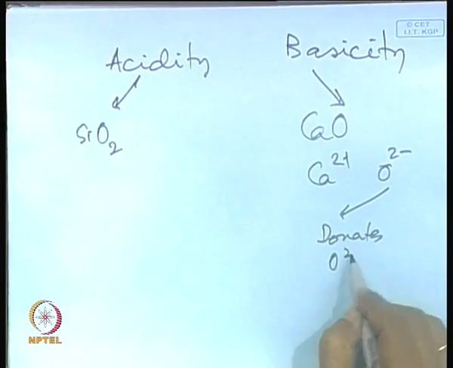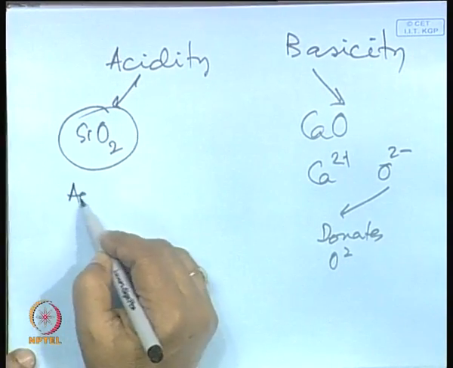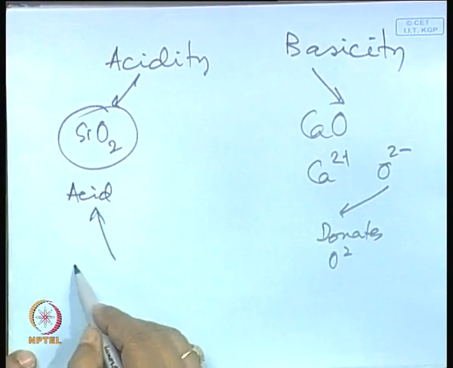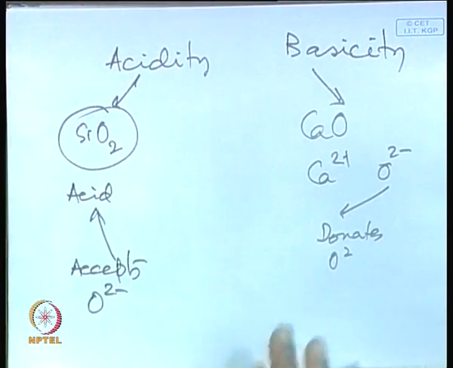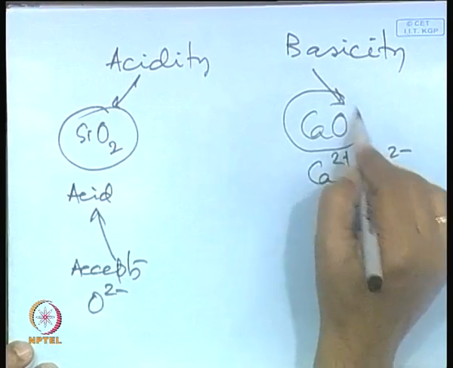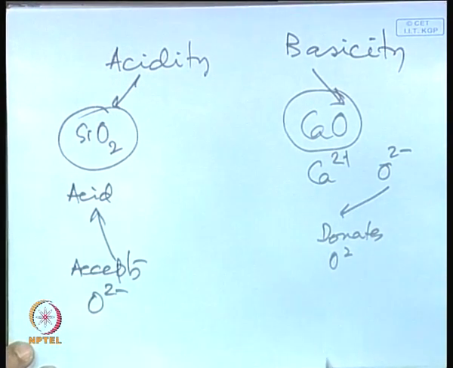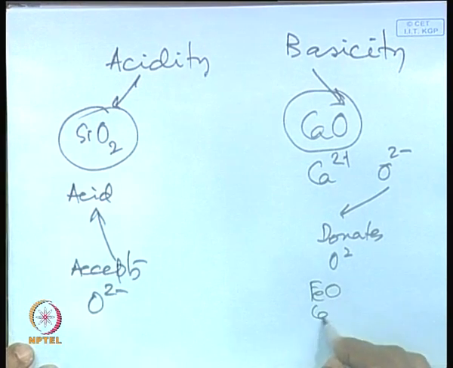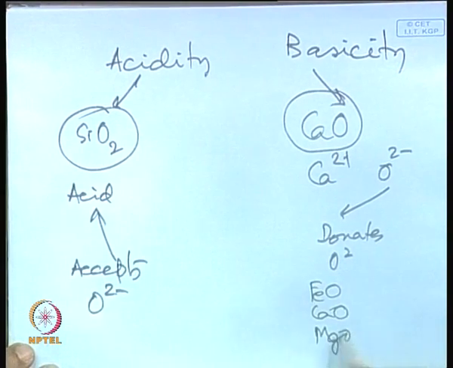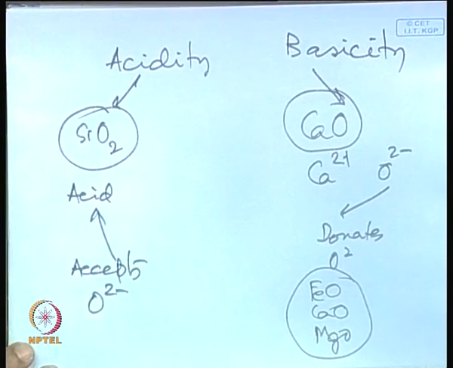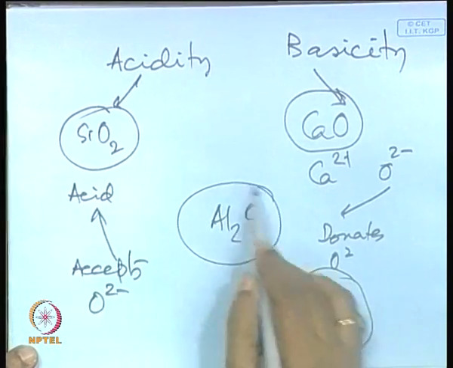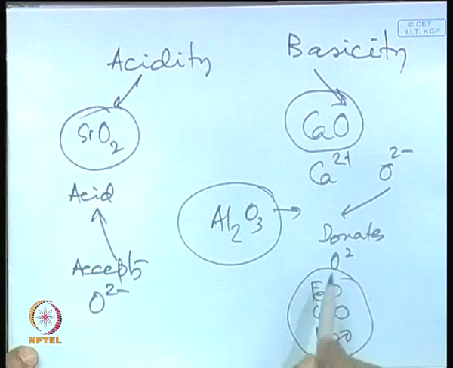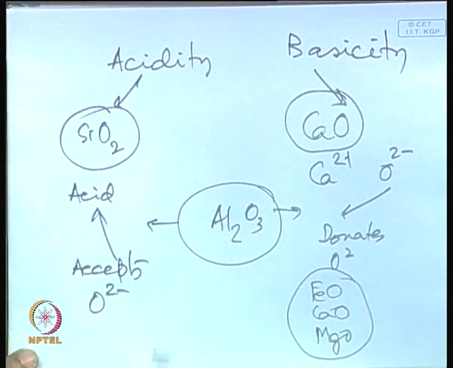SiO2 is called an acid oxide because it accepts oxygen ion for breaking into smaller and smaller units. Do not think only calcium oxide is the basic oxide. FeO, CaO, MgO, they are all basic oxides. Al2O3 we call an amphoteric oxide. Sometimes it acts as a base, in that it donates oxygen ion, sometimes it acts as an acid, it adds oxygen ion, depending on the composition.